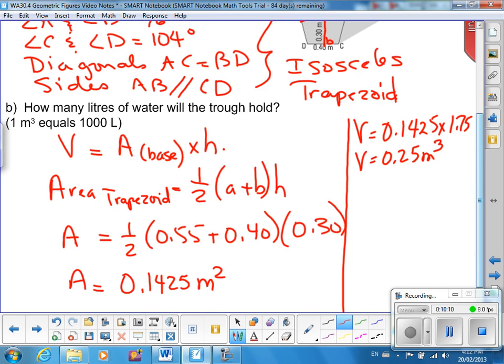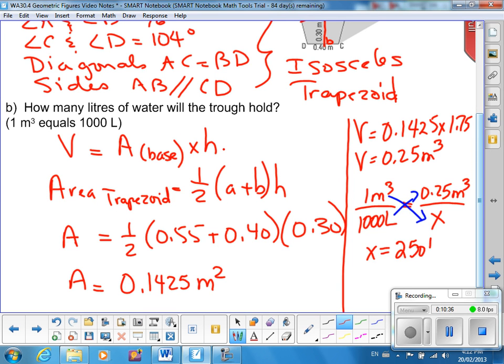Now, capacity, 1 meters cubed equals 1,000 liters from last year. We did capacity, and then we have 0.25 meters cubed, and we want to know how many liters that is. So when we complete the cross multiplication, you find out that X equals 250 liters of water this trough will hold.